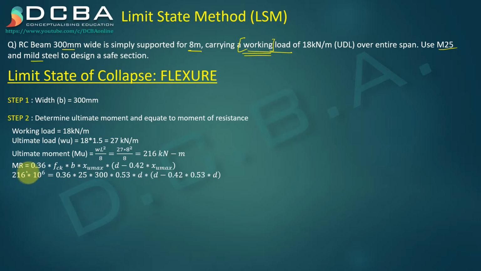So you have to equate your ultimate moment to your moment of resistance. This is your moment of resistance, this is your ultimate moment, correct? And you will find D. The only unknown here is D, and D will come out to be 441.13 mm, which you can round up to the nearest value of 450 mm.